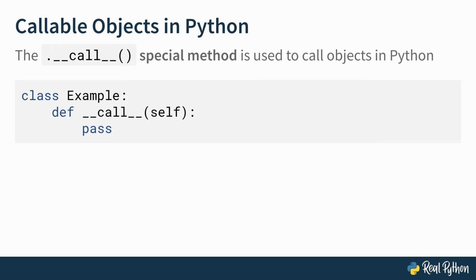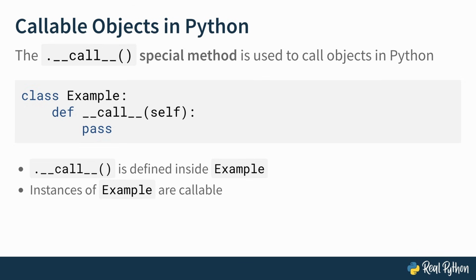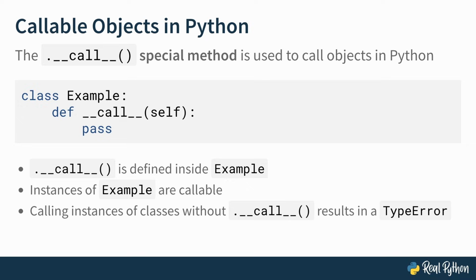Look at this example class. This is the bare minimum to make callable instances. Class example, def dunder call with the parameter self, pass. First, note that dunder call is a method defined inside the example class, and just like any other instance method, follows the convention of taking self as its first argument. This means that instances of example will be callable. Of course, in this case, nothing would happen because it has no implementation, only the pass statement. But that's enough to not raise an error because calling instances of classes without dunder call results in a type error. Go ahead and pop open the REPL so you can work through a more interactive example.